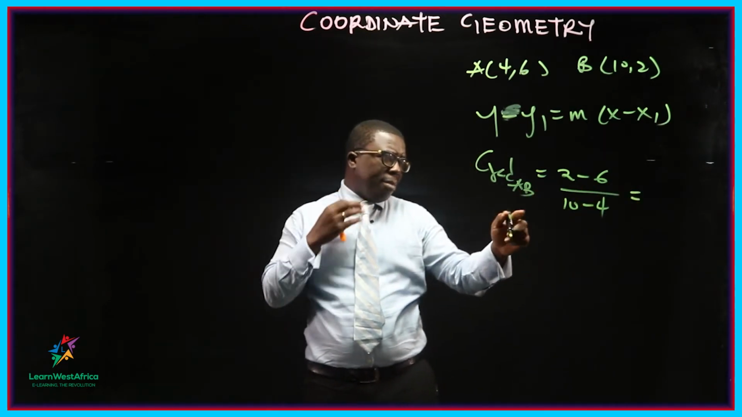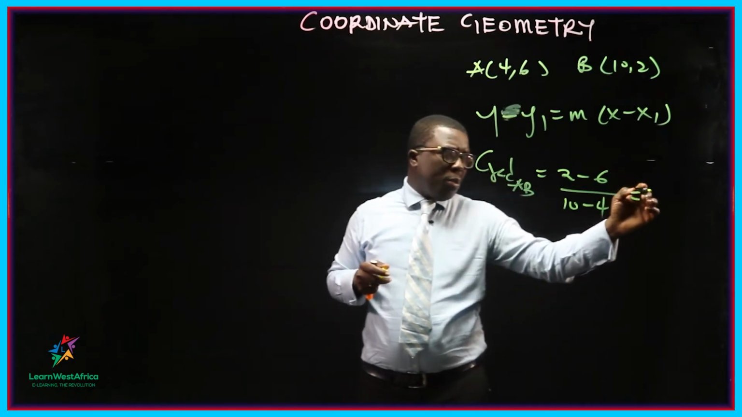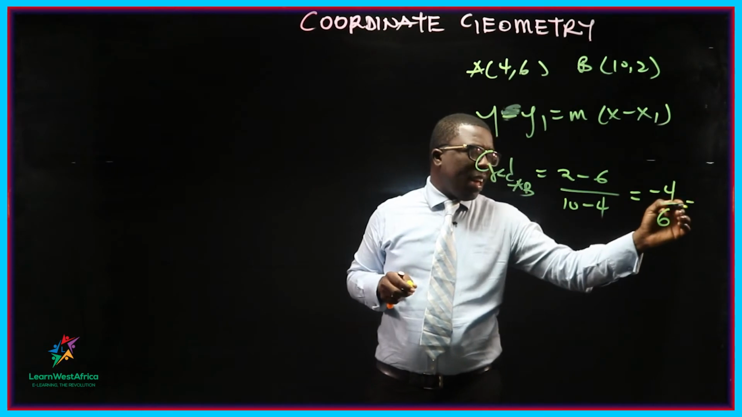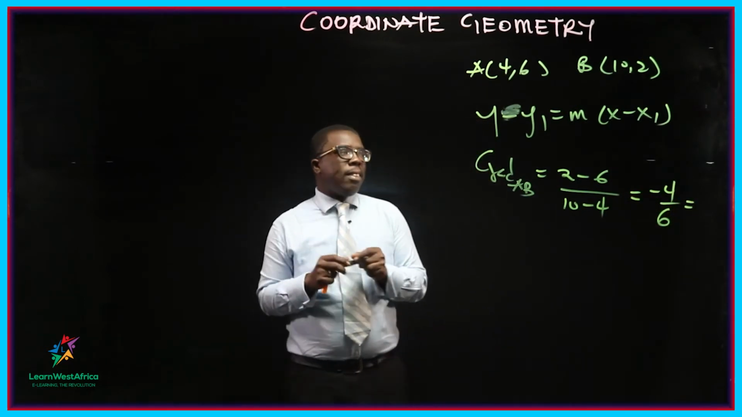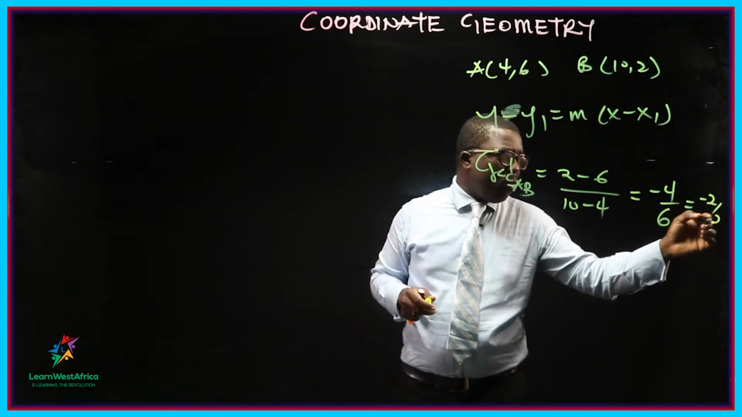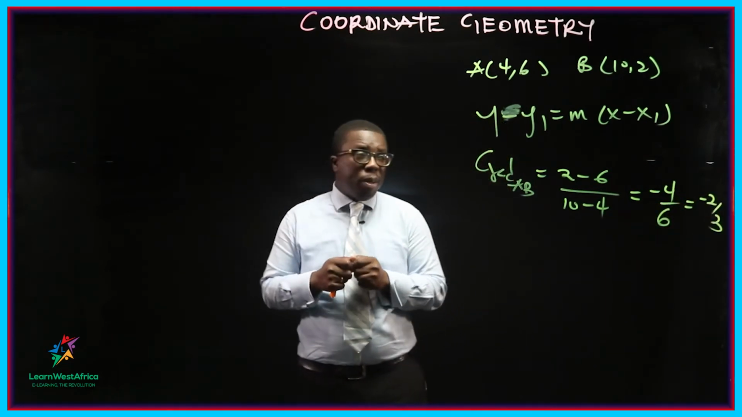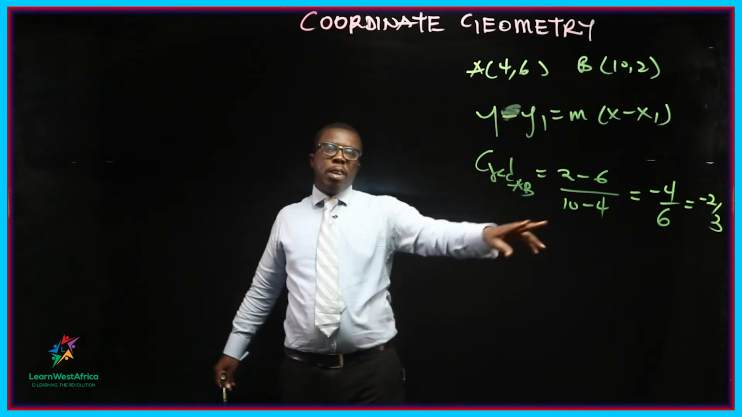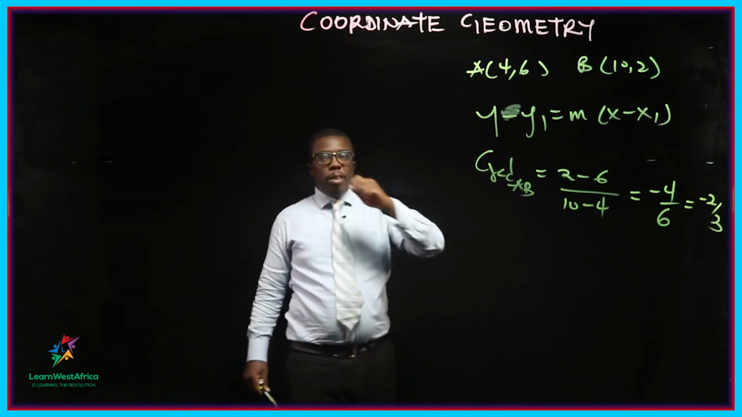Okay, so what do we get here? 2 minus 6 is going to give you minus 4. 10 minus 4 is going to give you 6. And what do we get from that? Minus 4 over 6 is going to give us minus 2 over 3. Are we okay with that? All right, so this is the gradient of AB.